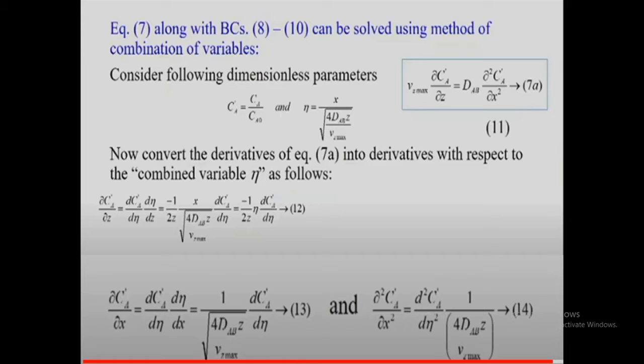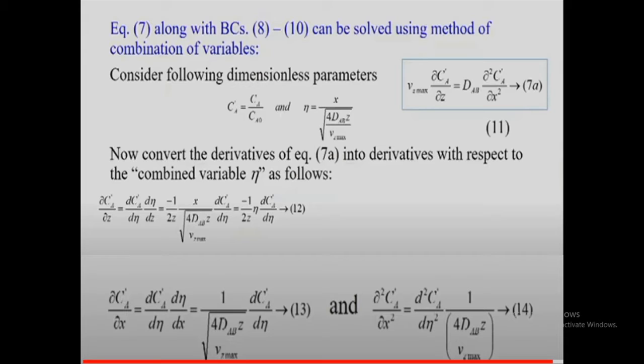Vz max ∂Ca/∂z is equal to DAB ∂²Ca/∂x². What are the boundary conditions 8 to 10? At z equal to 0, Ca is equal to 0. At x equal to 0, Ca is equal to Ca naught. At x equal to infinity, Ca is equal to 0. This can be solved using the method of combination of variables.